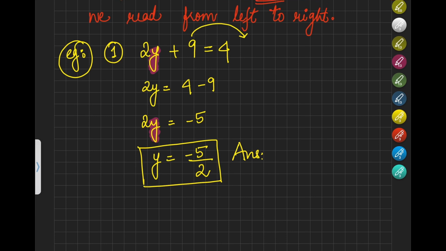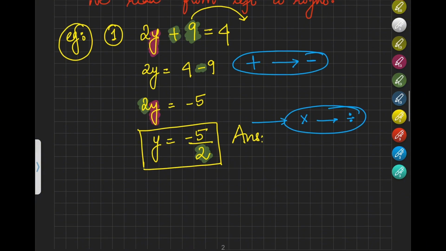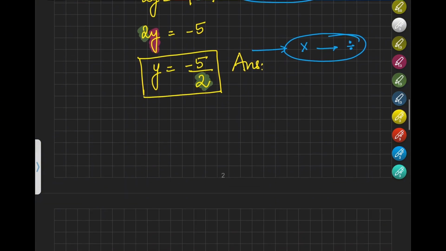Now in each step, what have we done? We transposed 9 in the first step. It was plus, so it became minus 9. Now here it was 2 multiplied with y, so it came here and became division. So in this step we transposed plus to make it minus, and in this step we transposed multiplication to make it division. So whenever the transposing is done across the equal sign, we have to remember the rules that we are supposed to follow while transposing. Let's come to the next question.